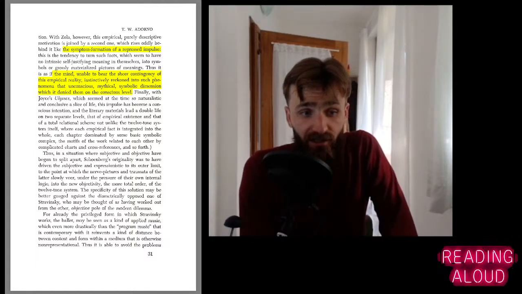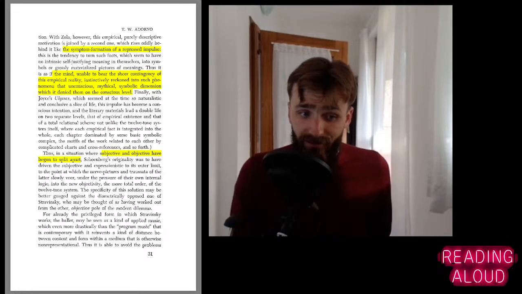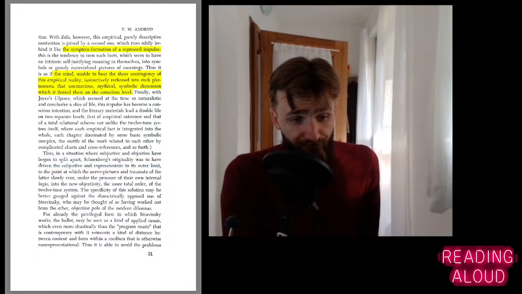Thus, in a situation where subjective and objective have begun to split apart, Schoenberg's originality was to have driven the subjective and expressionistic to its outer limit, to the point at which the nerve pictures and traumata of the latter slowly veer under the pressure of their own internal logic into the new objectivity, the more total order of the 12-tone system.